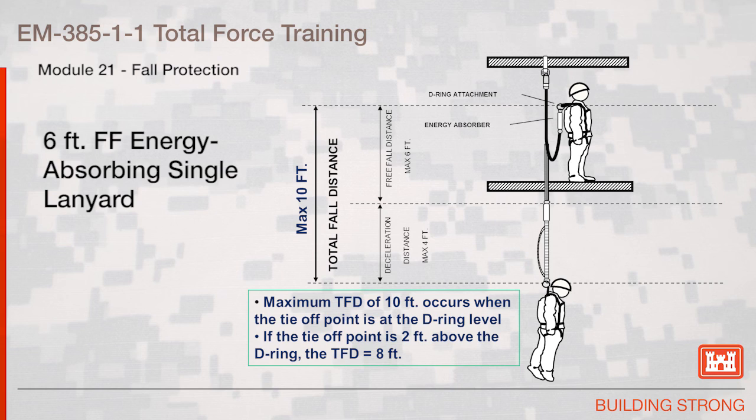Using a 6-foot free fall energy absorbing single lanyard with the anchorage overhead and the D-ring attachment approximately 2 feet below the anchorage point, the maximum free fall distance is 6 feet and the maximum deceleration distance is 4 feet. The maximum total fall distance of 10 feet occurs when the tie-off point is at the D-ring level. If the tie-off point is 2 feet above the D-ring, the total fall distance is 8 feet.